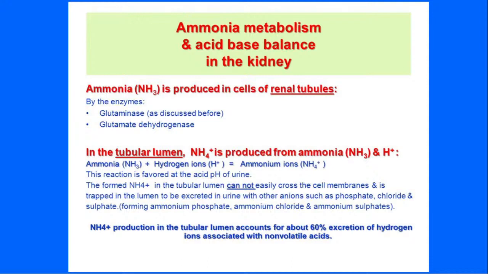So this is the example where the bad thing, ammonia, we are using for a very important function to maintain our pH, our acid-base balance. And this is a very good adaptation because ammonia anyway must be excreted, but also it is used to excrete excess of hydrogen ions from our body.